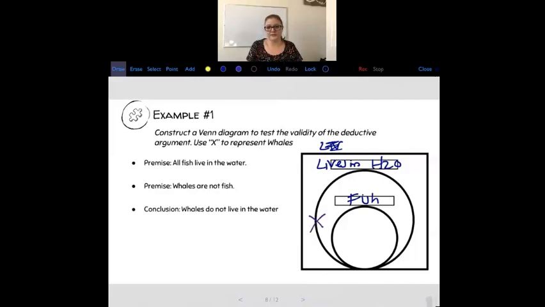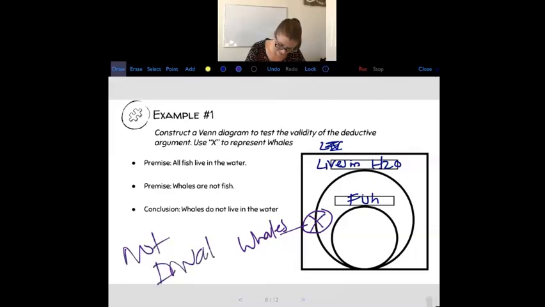Conclusion, whales do not live in water. With where X is, which represents whales, can we conclude that whales do not live in water? In this case, no, we can't. They may live in water or they may not, based on the premise. It's important that when we're determining the validity of an argument, we go from the premises that were given and the conclusion that we're given to determine whether it's valid. So this is not valid. And so we don't even have to talk about soundness.